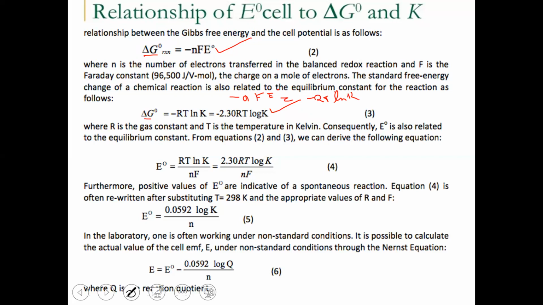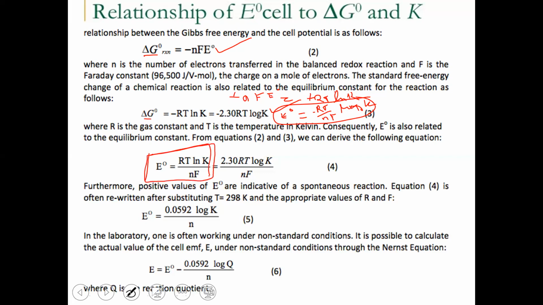Yes, we want to write the equation for E naught. Then E naught is equal to, taking the total nF, minus minus cancel, then RT by nF log K. So this is a relationship. Okay. Then finally we can get this type of relationship.